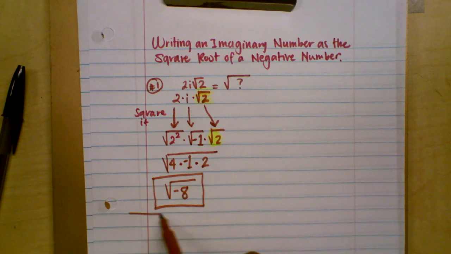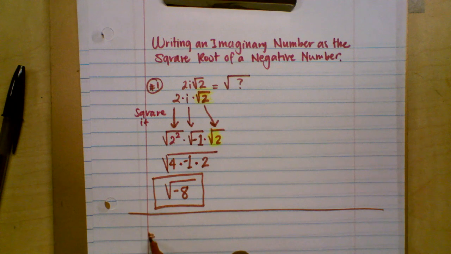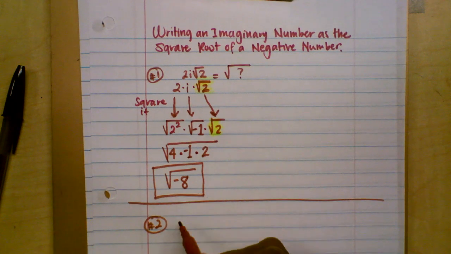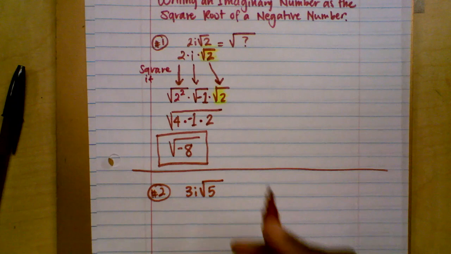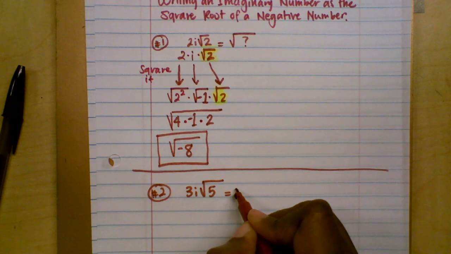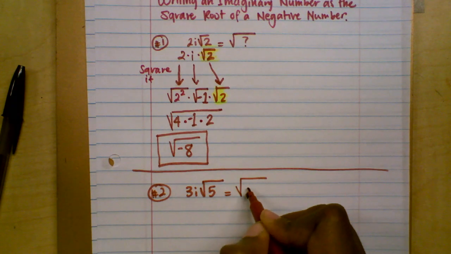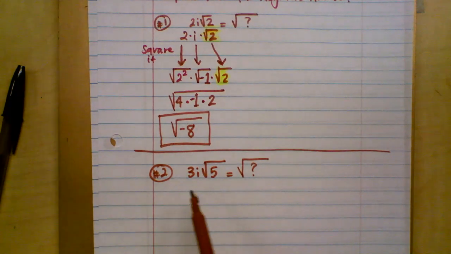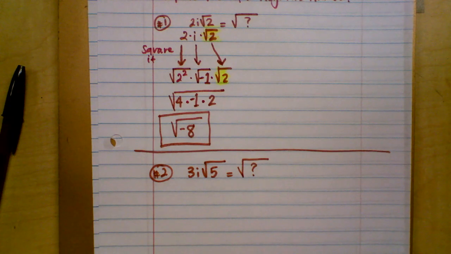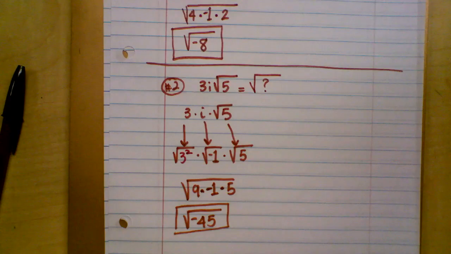Let's move on to number 2. What is 3i square root of 5? You want to rewrite it as a single square root of a negative number. What number is going to go here? Please pause the video and try to do it by yourself. I found the new radicand to be negative 45, or the square root of negative 45.